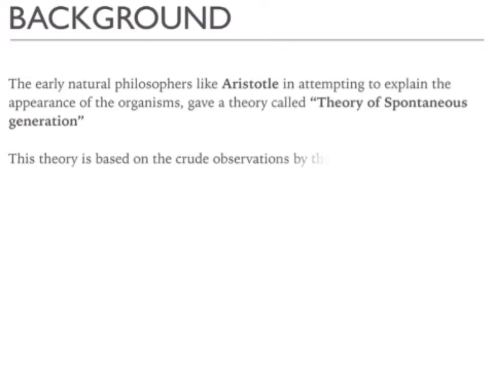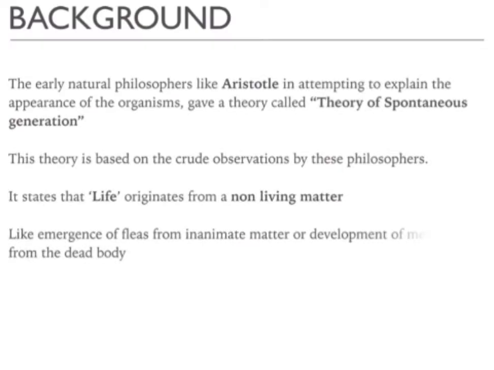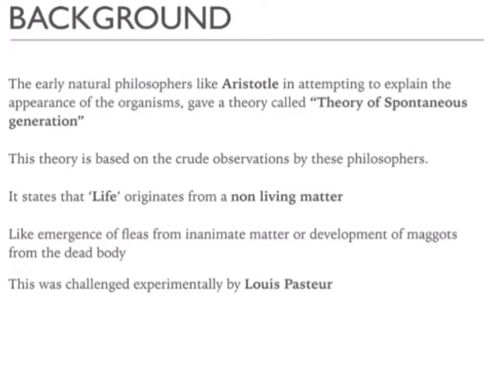In those days, early natural philosophers like Aristotle, in explaining how life came on this earth, gave a very crude theory called the theory of spontaneous generation. This theory was not based on any experimental validations, but was purely based on observations.